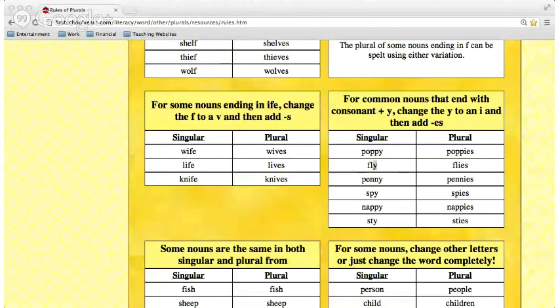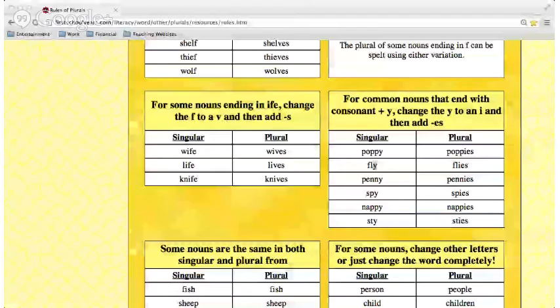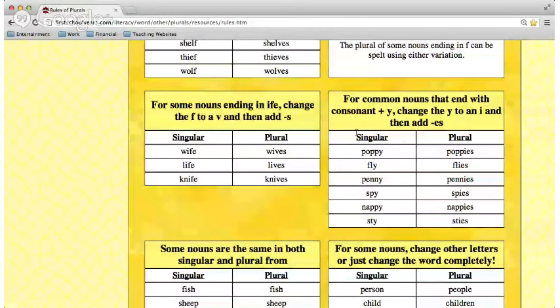Amparo, can you hear me okay? Yes. There you go. Oops. I cannot see the screen. Yeah, it popped out. Okay, there we go. All right, go ahead and read this.